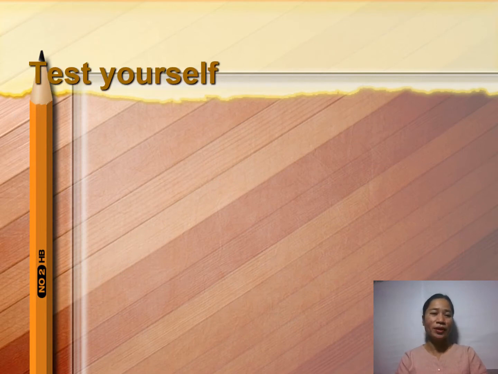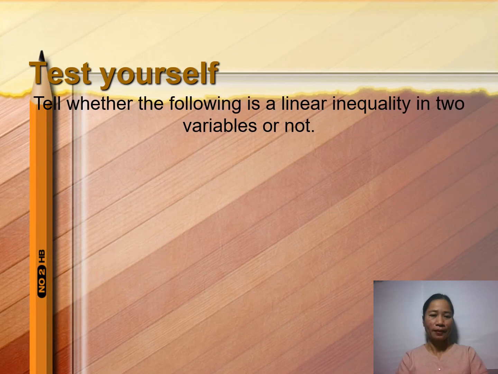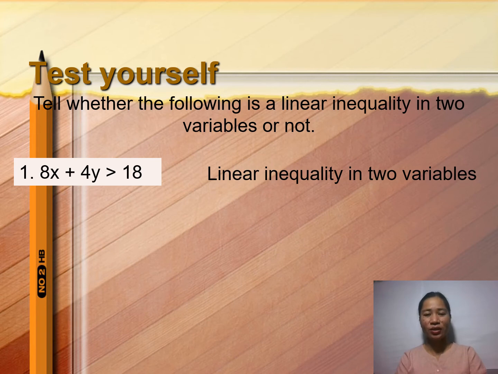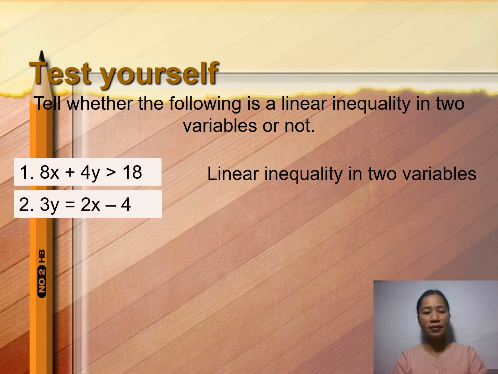Next, it's time to test yourself. Tell whether the following is a linear inequality in two variables or not. 8x plus 4y is greater than 18. The answer is linear inequality in two variables. This is a linear inequality in two variables because we have two variables and we have the symbol greater than. So, that makes a linear inequality in two variables.